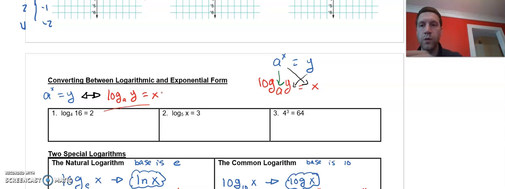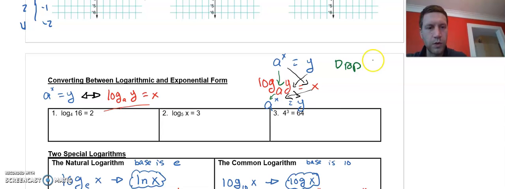It also works the other way too. So if I want to go back to exponential form, I drop my a, and then I swap my x and y. A to the x equals y. So I'm dropping, and then we are swapping. Okay, so drop and swap. Okay, so let's practice that.